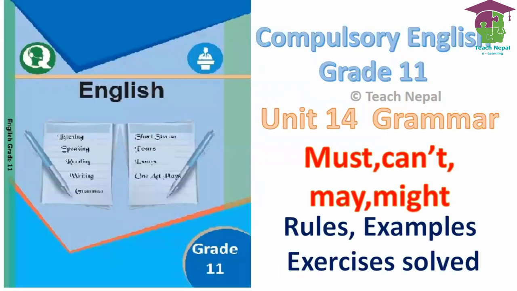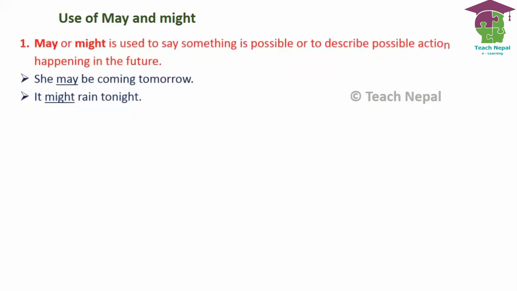So next unit, unit 14: must, can't, may, might, the modal auxiliaries. Here, these modal auxiliaries are used to express degrees of probability, or certainty. The use of may and might, they are somehow used synonymously here, but they have varied degrees of probability.